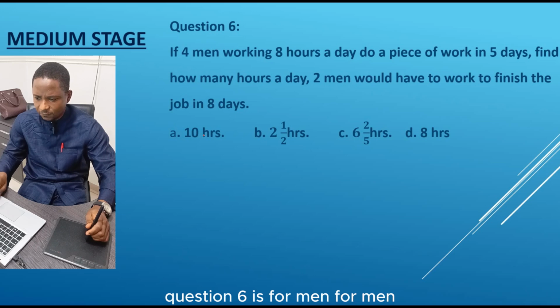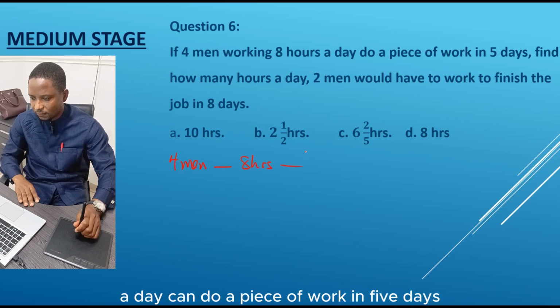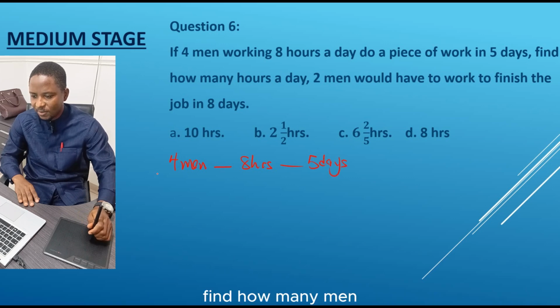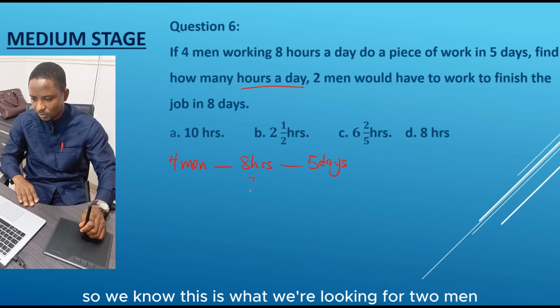Question 6: 4 men working 8 hours a day can do a piece of work in 5 days. Find how many hours a day 2 men would have to work to finish the work in 8 days. So we know this is what we're looking for.